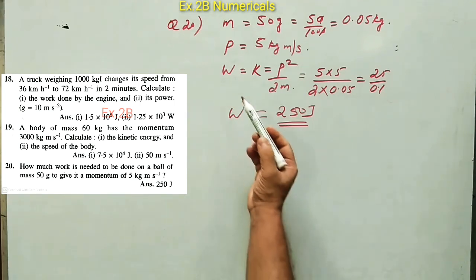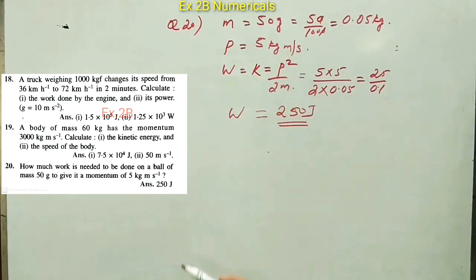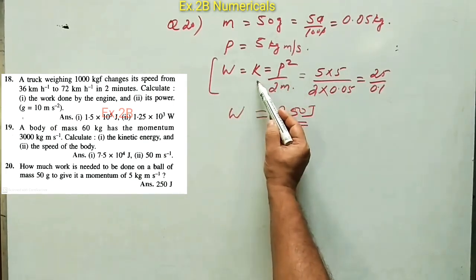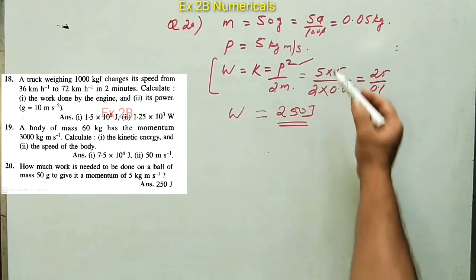So remember, the work done can be related to change in kinetic energy, and kinetic energy is given by the formula P square by 2m. So always remember the work energy theorem and the relation between kinetic energy and momentum. Clear? This formula is very important. Steps are clear to you?